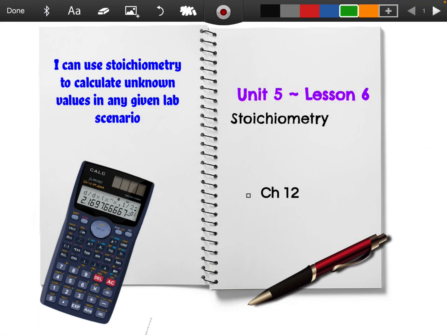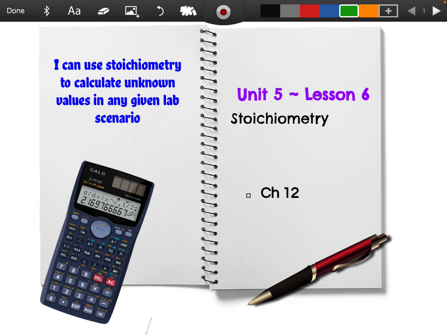The notes for Unit 5, Lesson 6 will cover stoichiometry. Stoichiometry examples would be in Chapter 12 of your textbook, and this is the process for calculating unknown values in any given lab scenario. So, for example, we use the example of a recipe.